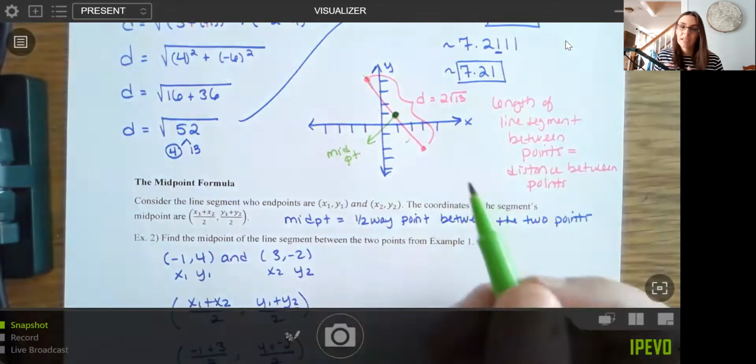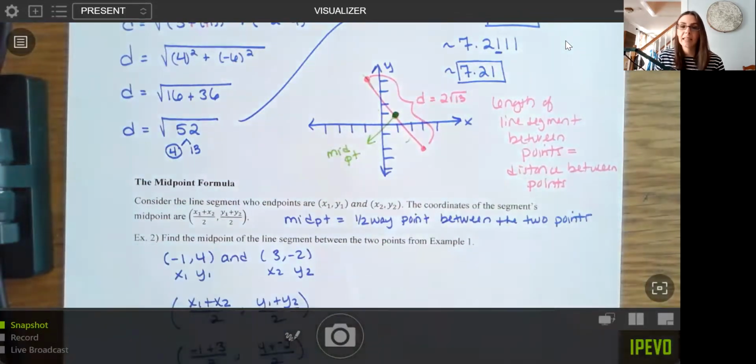So again, it's a nice way to think of it, as cutting that segment in half. So it's the halfway point between the 2 points, and it's also the halfway point of that line segment between the 2. And again, this can be helpful sometimes in applications if you think of it that way instead.